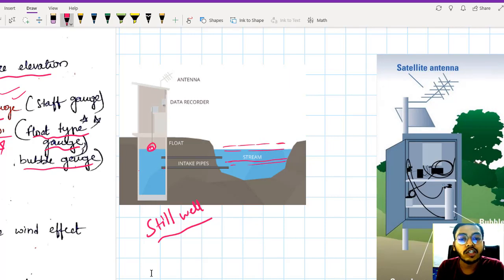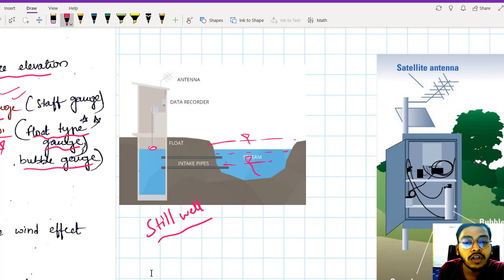ओके, एज द फ्लोट इज मूविंग अपवर्ड्स, this will be connected to a data recorder और ये record कर देगा what is the depth of the present condition of float. ठीक है. So from here you will be knowing what is the depth of water in this particular stream. Okay, and again let us say water level यहाँ पे था. Now water level is again decreasing.